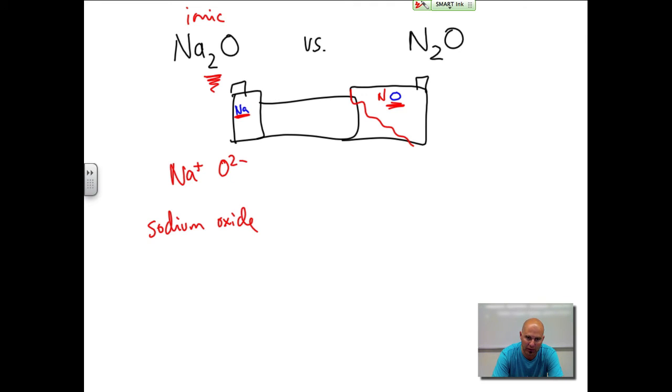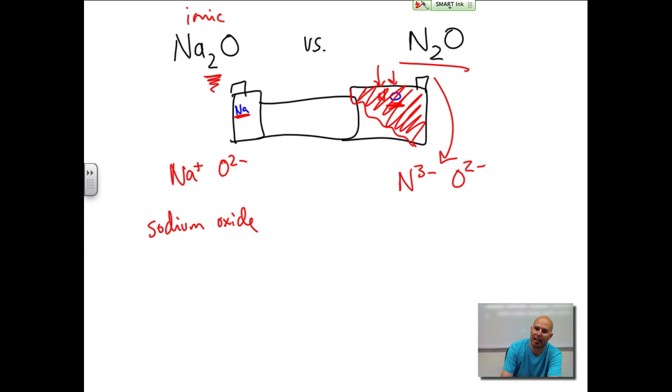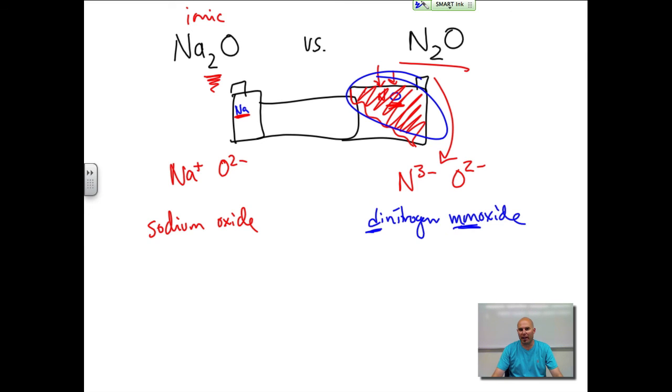No prefixes. This one, on the other hand, they're both on this right side, nitrogen and oxygen. So we do need the prefixes. And you can take a look if you wanted to look at the charges. Notice that there's no way for the pluses and minuses to cancel. So therefore, this one would be called dinitrogen monoxide. Notice we do need prefixes because they were covalently bonded.